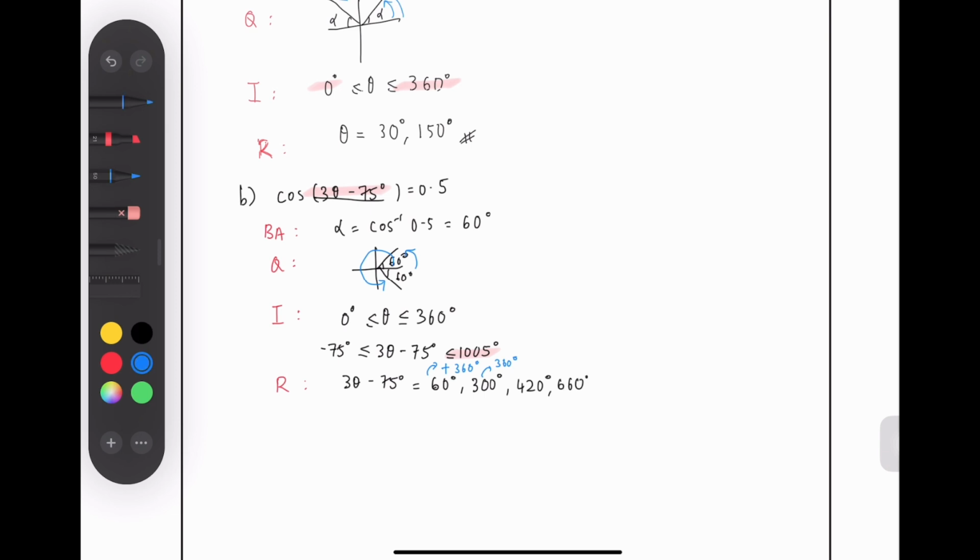We haven't reached our maximum yet, so we're going to add another 360 to both values. So 420 plus 360 is 780, and 660 plus 360 is 1020. But this one already exceeds our maximum value here, so we can simply ignore it.